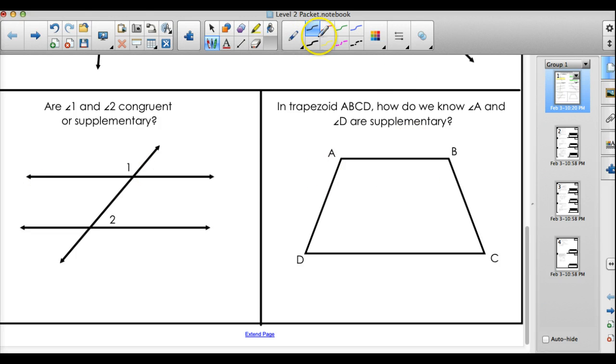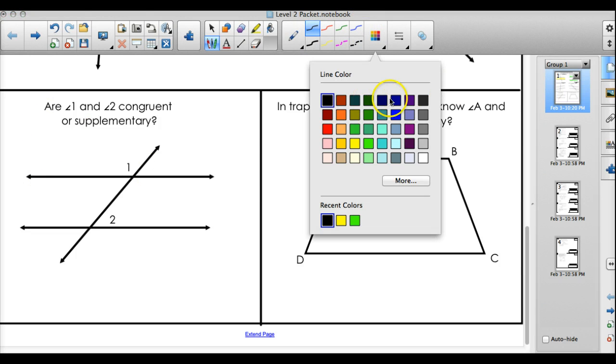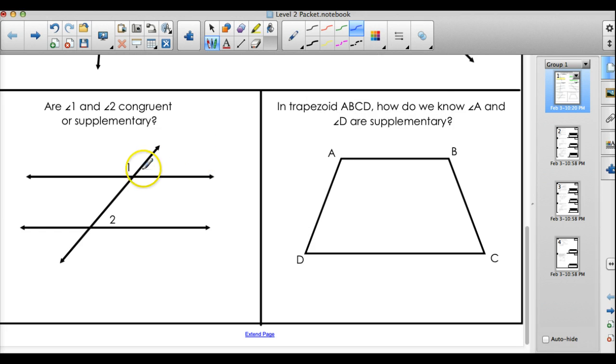Let's do two little practice problems. One, are angles 1 and 2 congruent or supplementary? Now, if you look over here, 1 is over here and 2 is over here. What is our relationship? Well, it's not alternate interior because they're both not on the interior. It's not alternate exterior because 2 isn't on the exterior. They're not corresponding because corresponding are on the same side, and they're not same side interior. So it's actually none of the above, right? It's none of those. But we still have to figure out if these are congruent or supplementary.